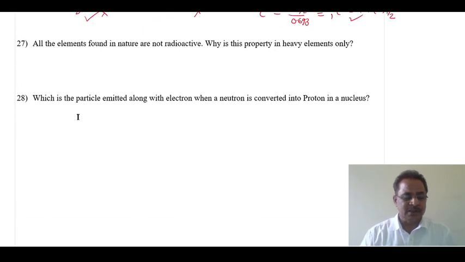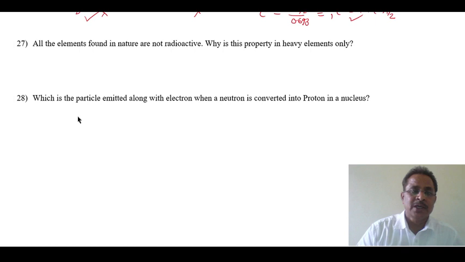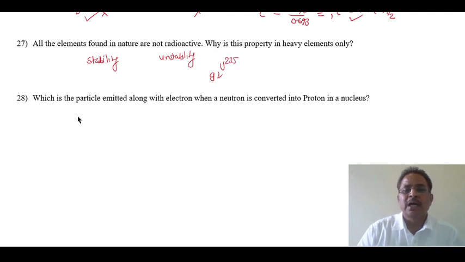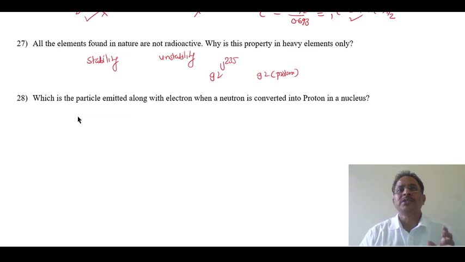Then the last two questions are remaining. Question number 27: all the elements found in nature are not radioactive. Why is this property in heavy elements only? So again, there is a question of stability and instability. For heavier elements, for example uranium-235, there are 92 protons, and it is very difficult to hold all these protons together. Therefore we require more neutrons as compared to protons.